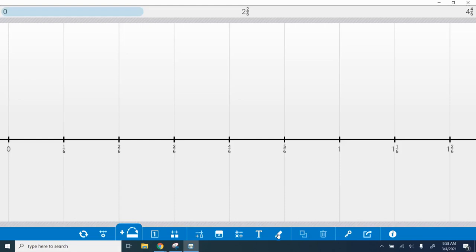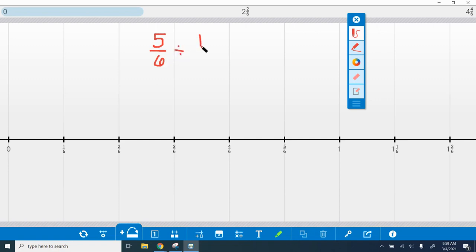All right, we're going to take a look at the fraction division problem: 5/6 divided by 1/3.